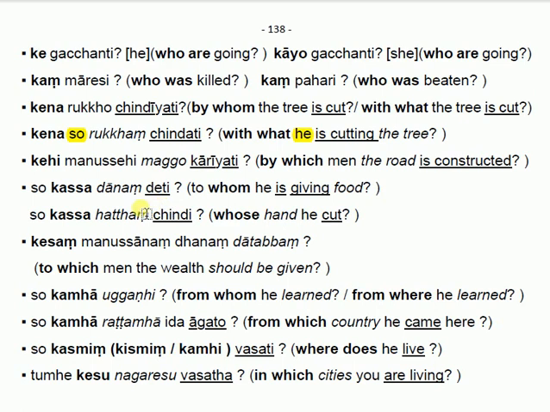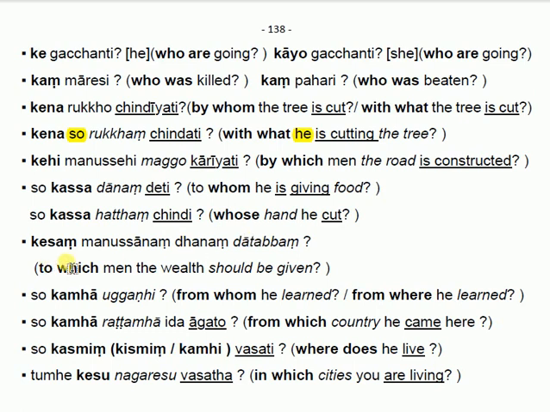To whom? Kassa. And again, so kassa hattang chindi. Whose hand he cut. So means he. Chindati, chindi means cut. Hattang, hand. Kassa, whose hand he cut.